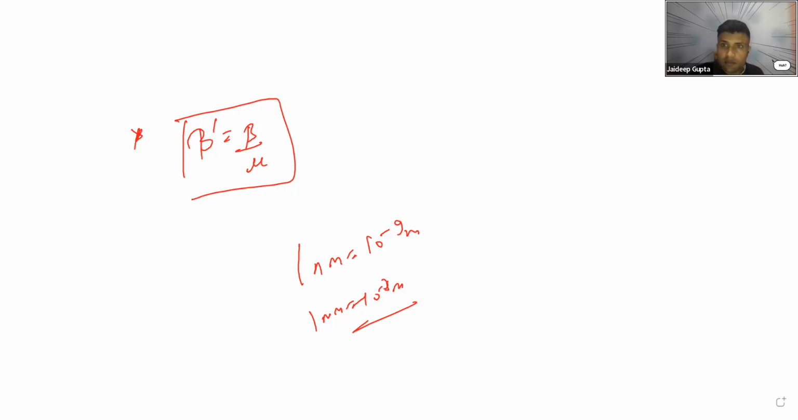Nafisa, done? Or do you still have a problem? Sir, the answer is 5 times 10 raised to the power minus 4. Okay, fine. No, it is an NCERT question. Okay, now do the next one.